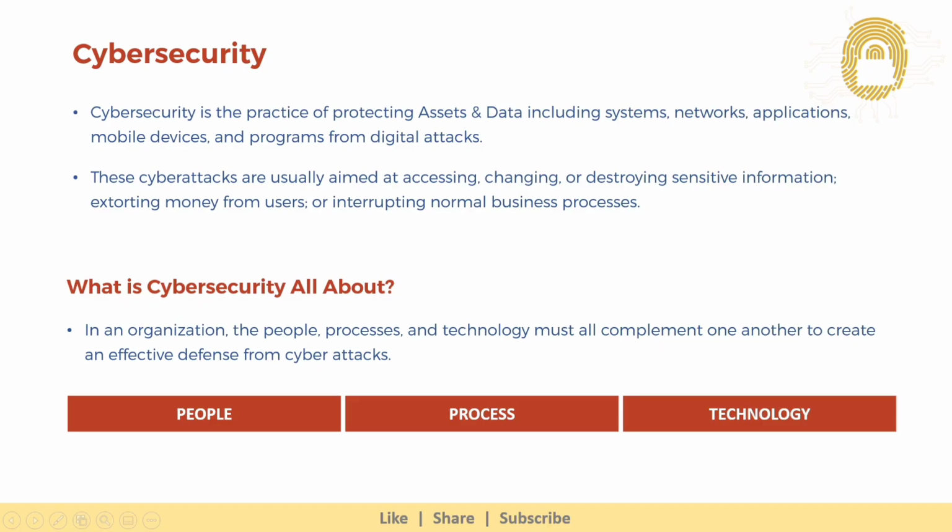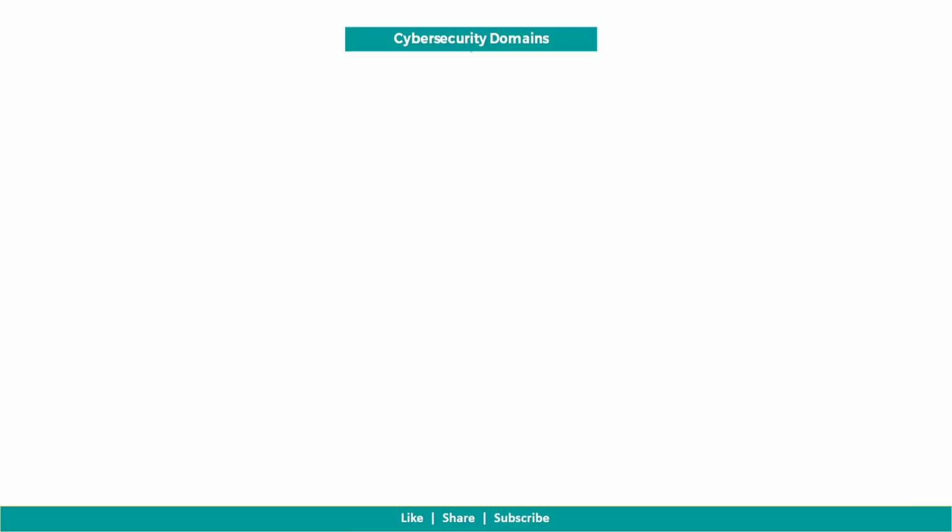Cybersecurity is the practice of protecting assets and data including systems, networks, applications, mobile devices, and programs from digital attacks. These cyber attacks are usually aimed at accessing, changing, or destroying sensitive information, extorting money from users, or interrupting normal business processes. The three main pillars of cybersecurity are people, process and technology. In an organization, the people, processes, and technology must all complement one another to create an effective defense from cyber attacks. Let's discuss what all domains come under cybersecurity.